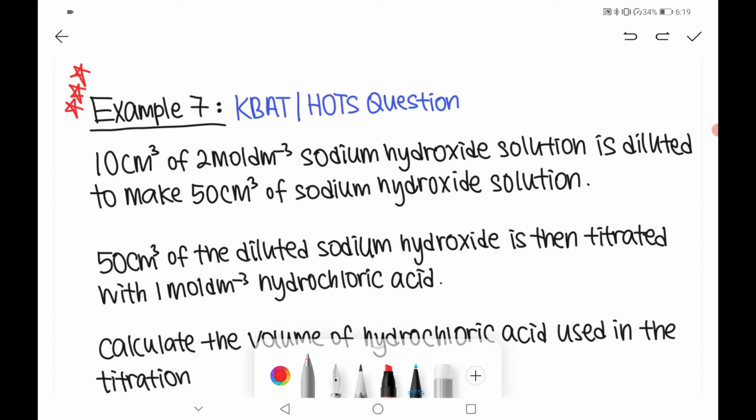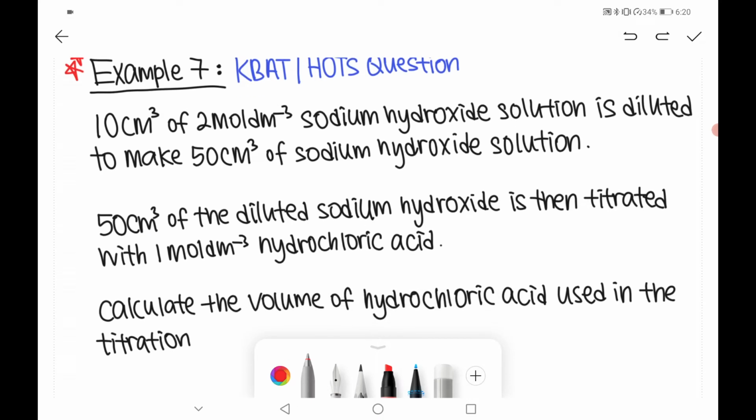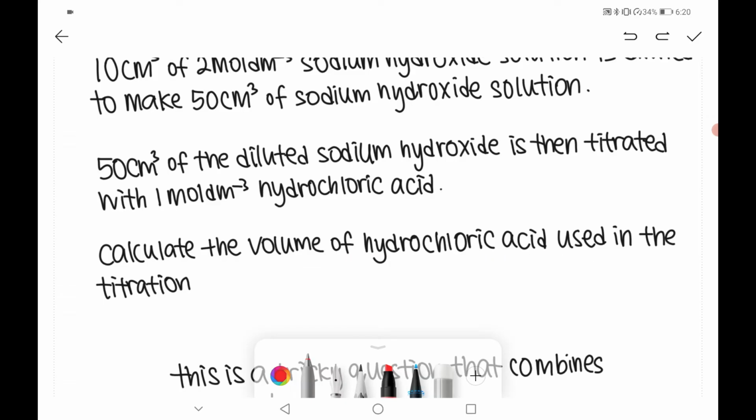So first of all, you can see we have sodium hydroxide. Everyone remember, sodium hydroxide is an alkali. So the sodium hydroxide alkali is diluted to make 50 cm³ of sodium hydroxide solution. Then 50 cm³ of the diluted sodium hydroxide is titrated with 1 mole per dm³ hydrochloric acid. So we need to calculate the volume of the acid that we need to use in the titration.